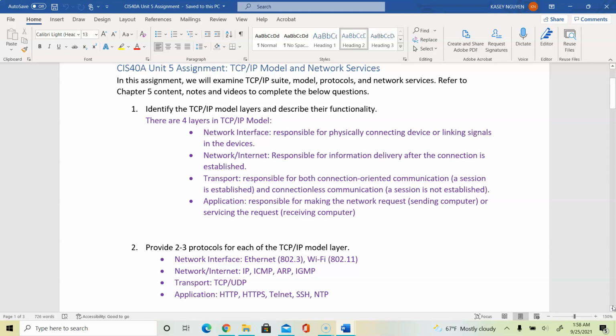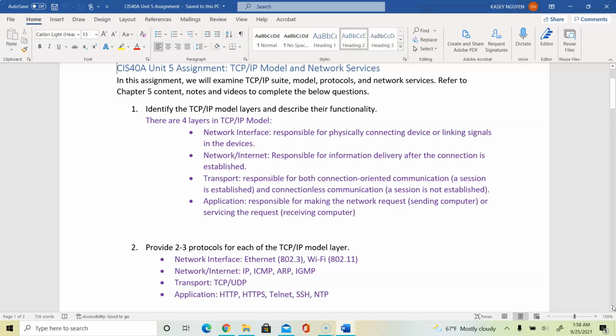The next layer is network and internet, which is layer 2 in the TCP/IP model. It is responsible for information delivery after the connection is established. With this, you also have IP, and if we use IP security or IPsec, you would see that happening here as well. It also handles addresses, routing, and so on, very similar to what you see with the OSI model.